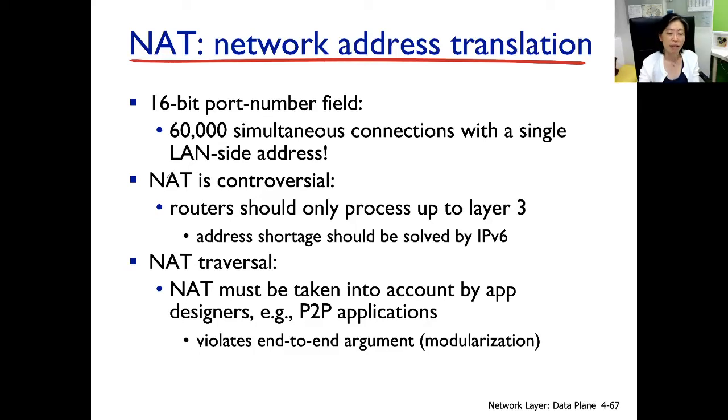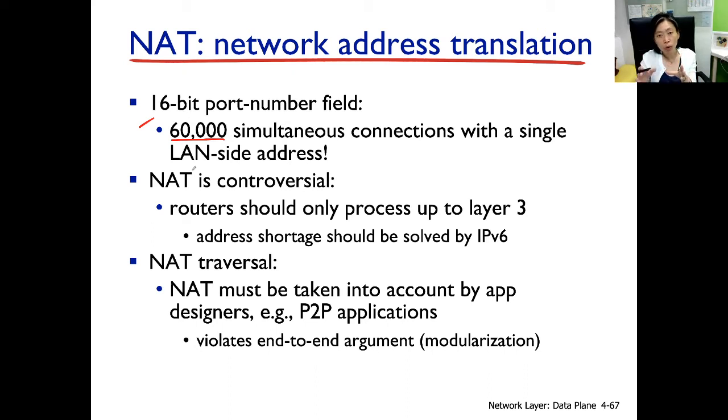Last are the drawbacks of NAT. Point number 1, the port number field is pretty short, 16 bits only. That is also saying we could have only up to 60,000 simultaneous connections. If the local network is for home use, this is plenty.